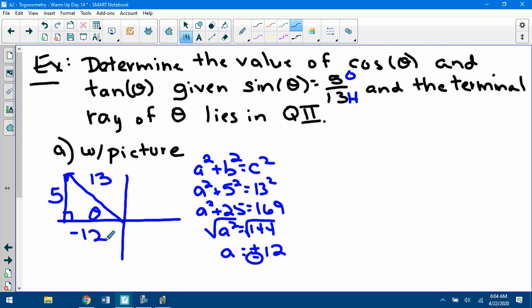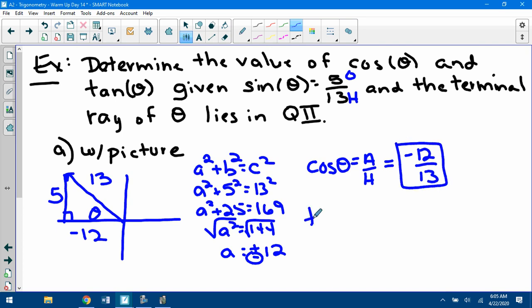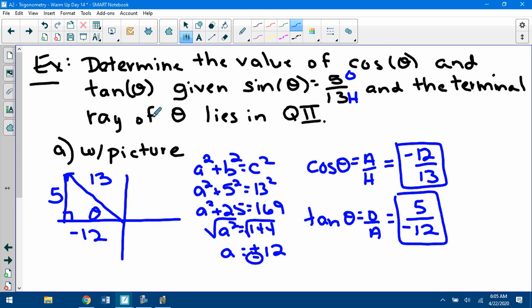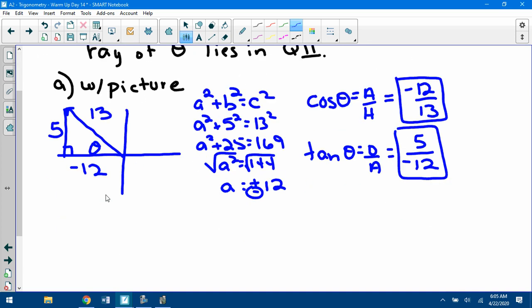Okay, they want you to find cosine and tangent. So now both of these are just as easy because I have my picture. Cosine is adjacent over hypotenuse, which is negative 12 over 13. And tangent of theta would be opposite over adjacent, SOHCAHTOA, so 5 over negative 12. So that's why I like picture, because no matter what they ask you at the end to find, you just got to know your SOHCAHTOA. Okay, so that's with a picture.